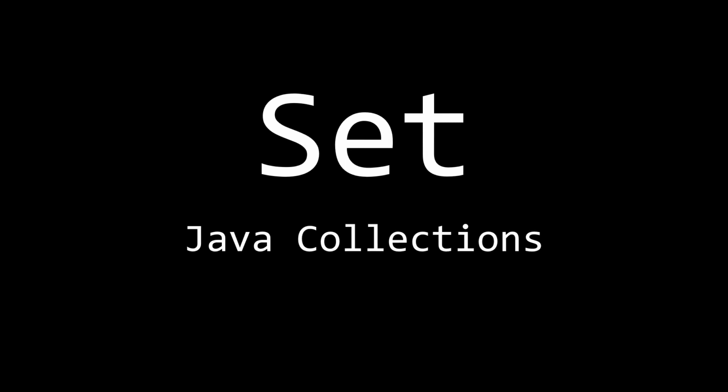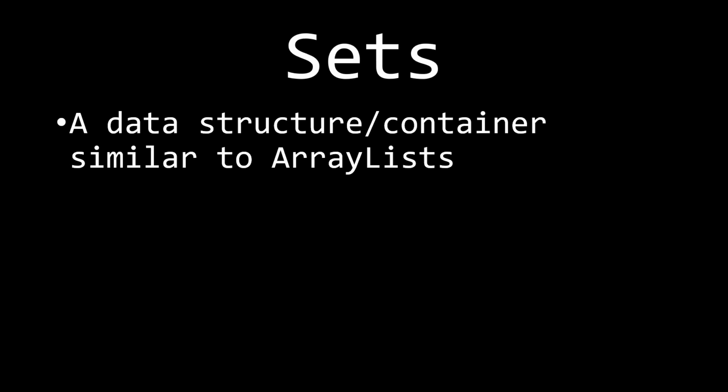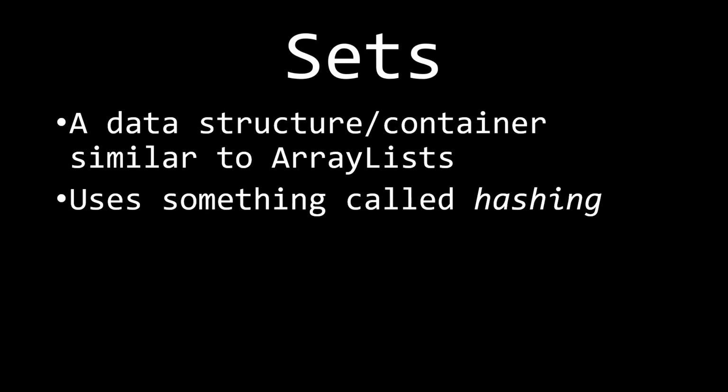Okay, so first, let's talk about what exactly a set is. Essentially, a set is a data structure or a container that's very similar to something like an array list. And array lists are basically just dynamic arrays. So in C++, this might be a vector, and in Python, it would just be a regular list. And it's different from an array list because it uses something called hashing.